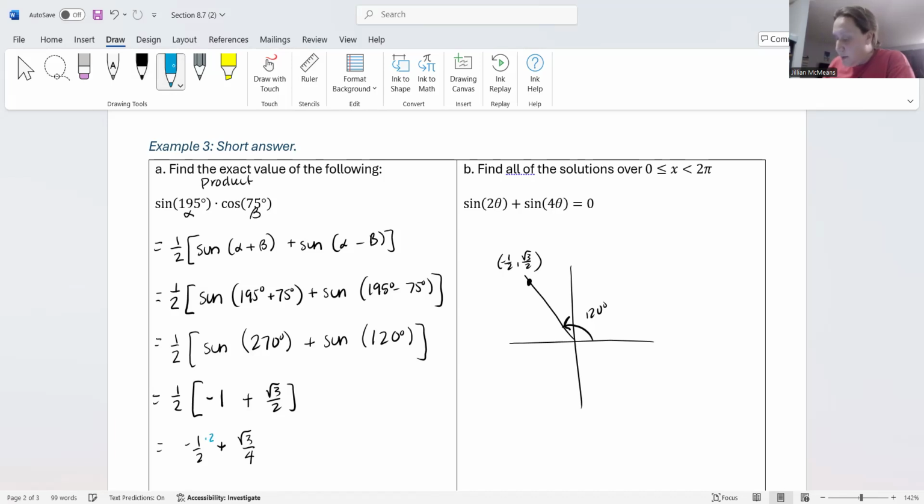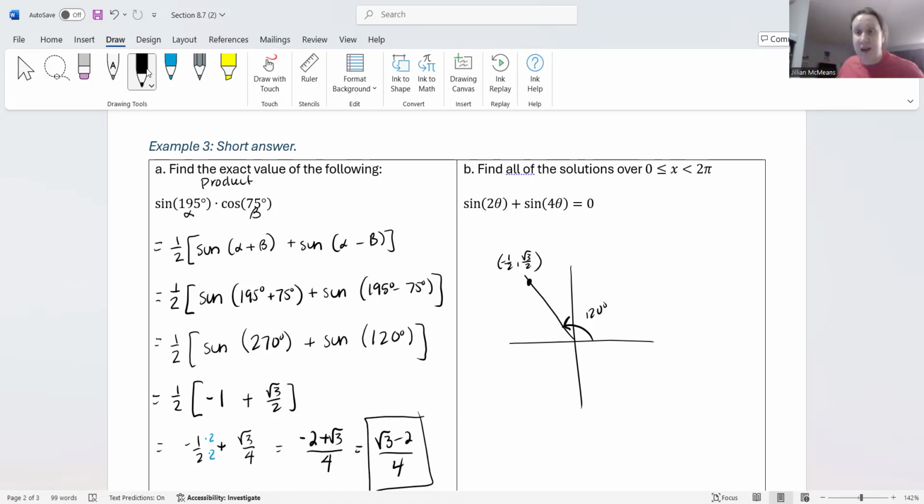So I want to multiply top and bottom here by 2, which is going to make this negative 2 plus root 3 all over 4. I like writing the negative second, so I'm going to change this and write it as root 3 minus 2 over 4, and that's it. You can't do anything else with that. That's as simple as that one's going to get, okay?